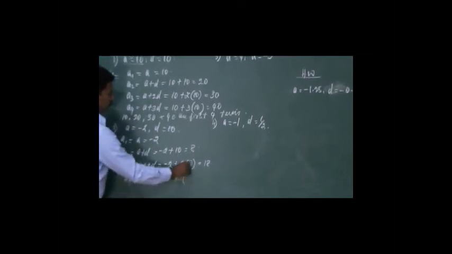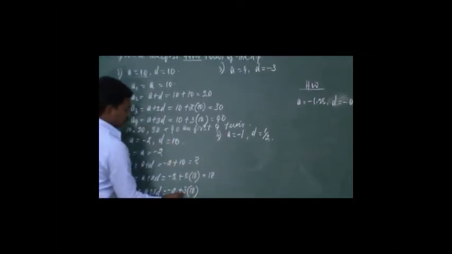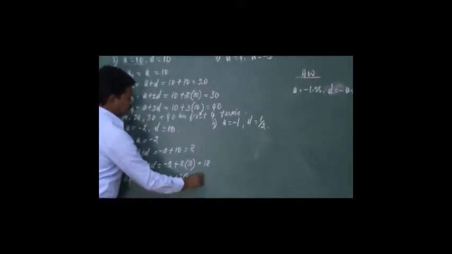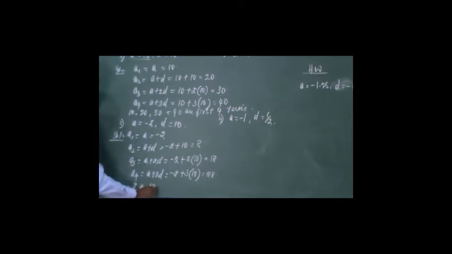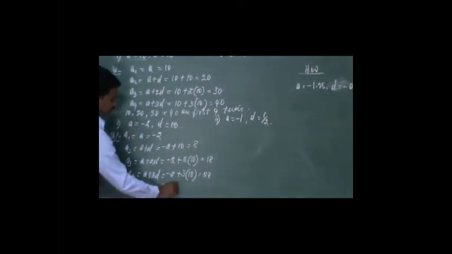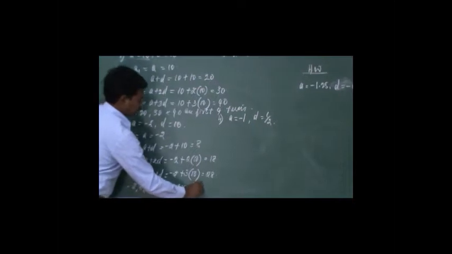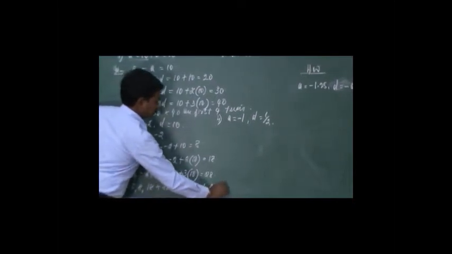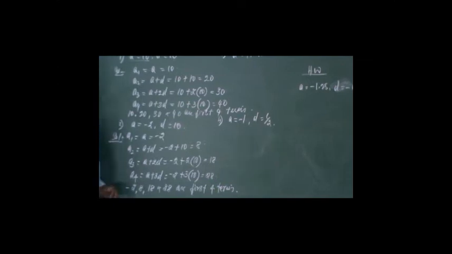So a4 is a plus 3d, which is -2 plus 3 into d. So 3 into d stands for 10. 3 into 10 is 30. 30 minus 2 is 28. So these are the first 4 terms: -2, 8, 18 and 28 are the first 4 terms. We'll go with the next problem here.